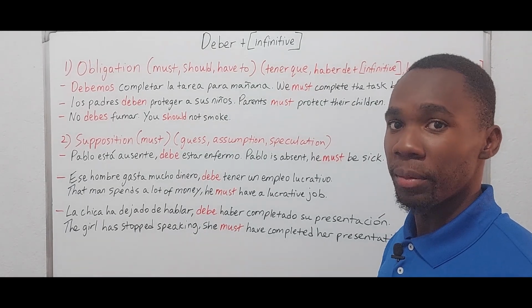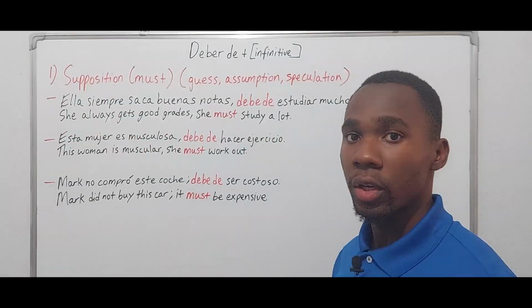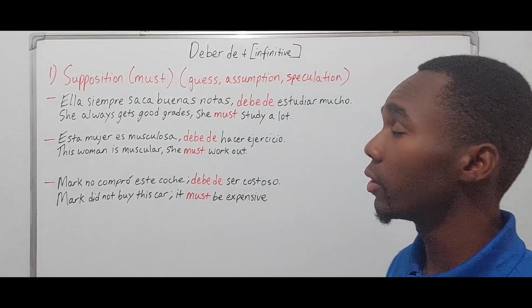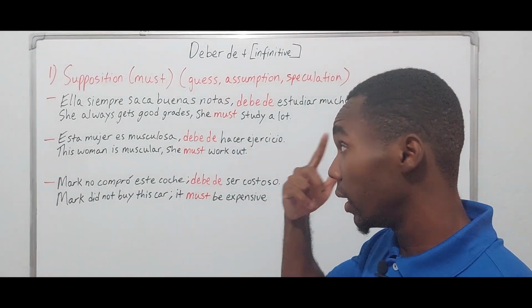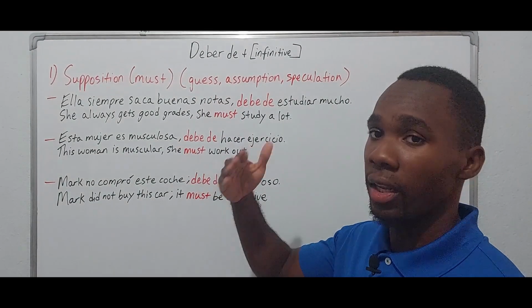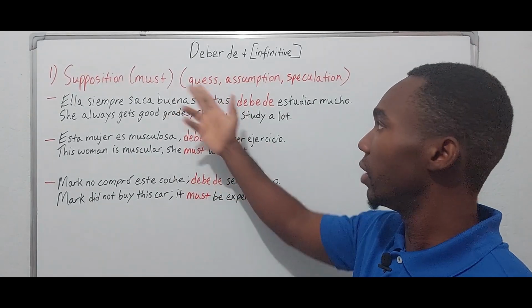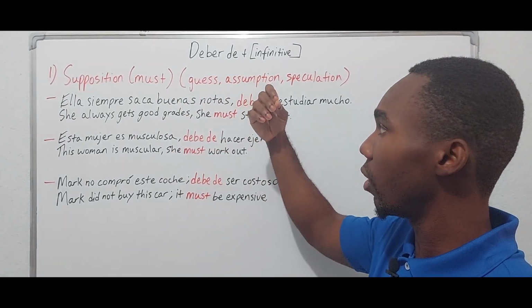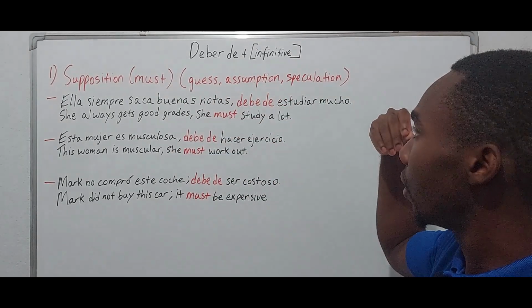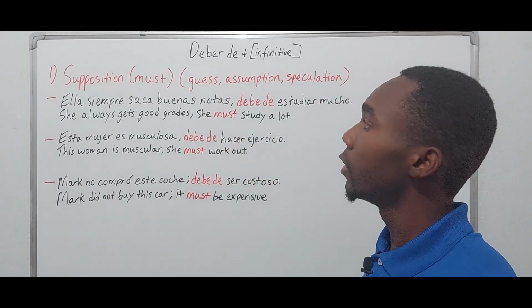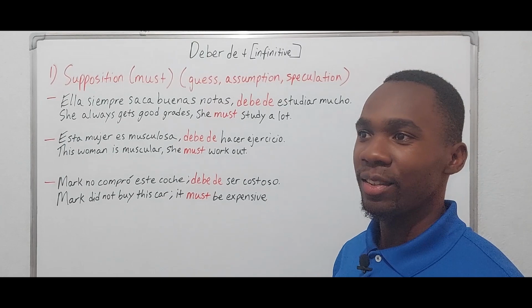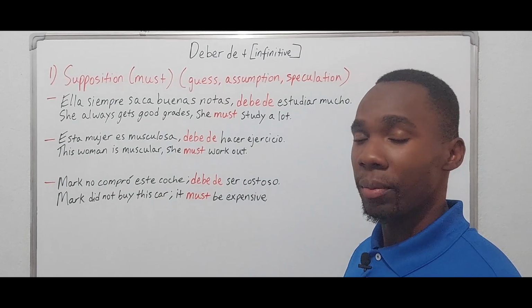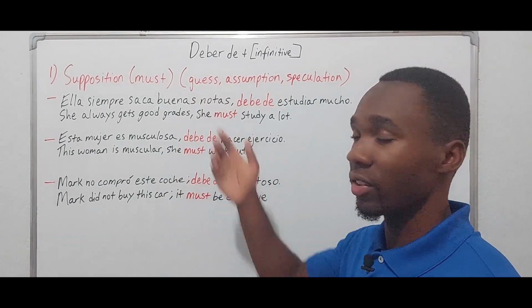Now let us proceed to deber de plus the infinitive. Okay, so we move on to the single usage of deber de plus the infinitive. And that single usage would be a supposition. And of course, just like deber plus the infinitive, it means must, and a supposition is also known as a guess, an assumption, or speculation, right? So technically speaking, you really don't have to use deber de plus the infinitive, because you can use deber plus the infinitive to express a supposition as well.